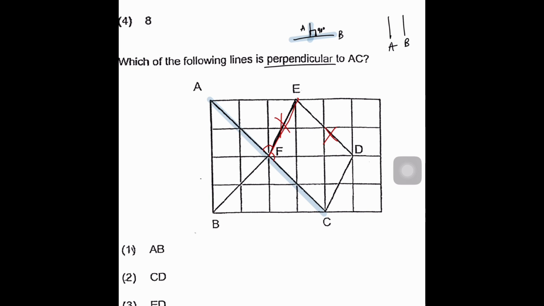If you look at the boxes, this is a square and this is also a square. ED are actually parallel to AC because the distance between AC and ED is constantly the same. So ED is parallel, not perpendicular. So AC is parallel to ED. So DC is also automatically out because there's no right angle.